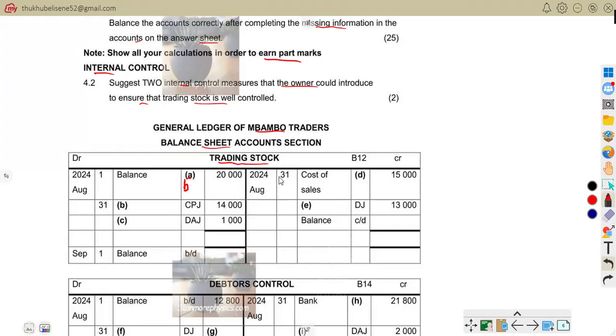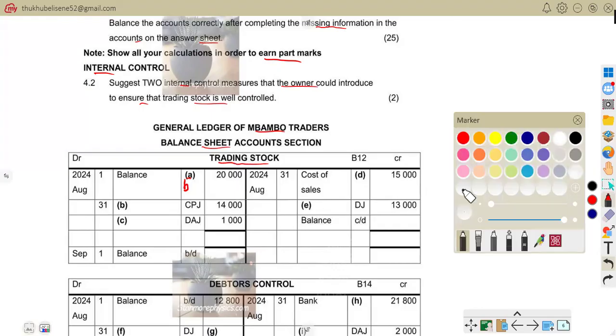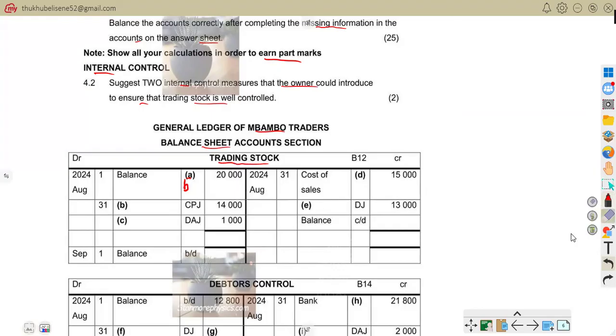So here what is missing is a balance brought down. So we are saying what is missing here is BD, balance brought down. So we know that balance brought down.